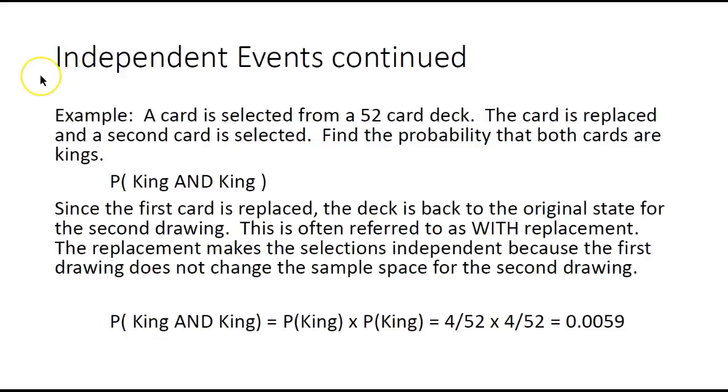You may or may not be familiar with cards, but in this example we are drawing two cards. We are hoping to get two kings. In the example it says that after we draw the first card we put it back. This returns the deck to its original sample space of all 52 cards.